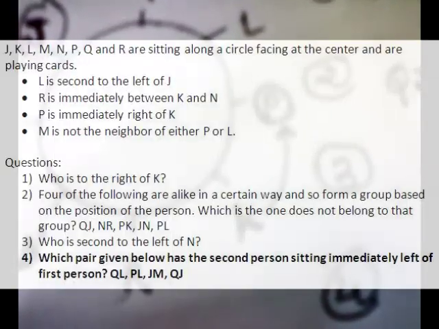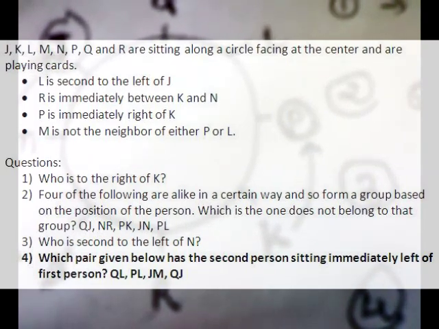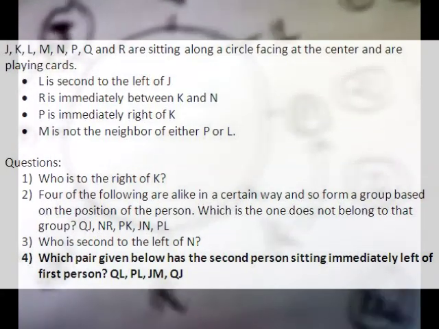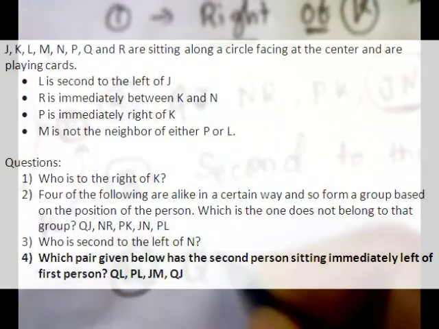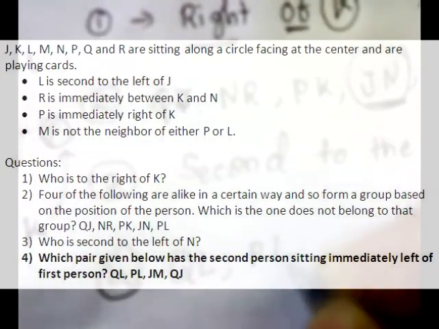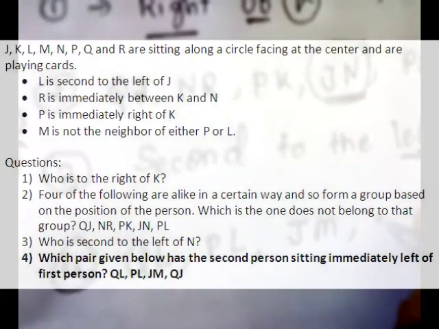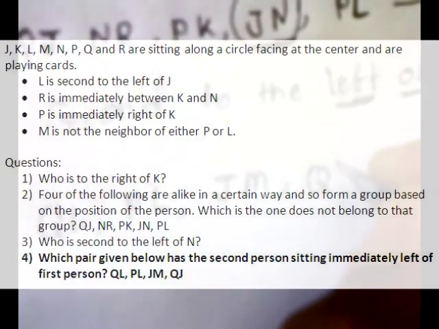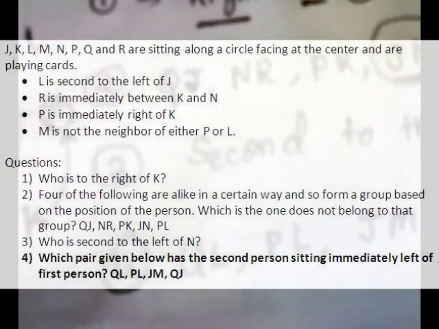Now the fourth and final question says, which pair given below has the second person sitting immediately left of the first person? Okay, and there are 4 options provided. We will write down the 4 options. They are Q, L; P, L; J, M; and Q, J. Now read out the question again. Question says, which of the pairs given below has the second person sitting immediately left of the first person.